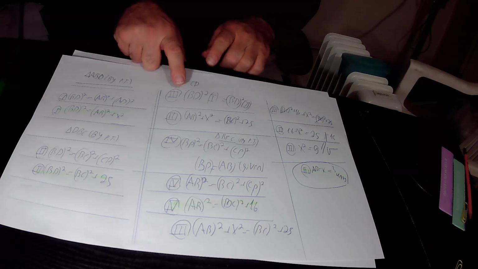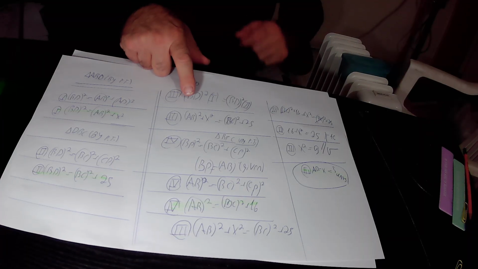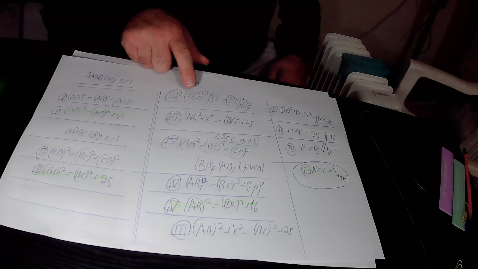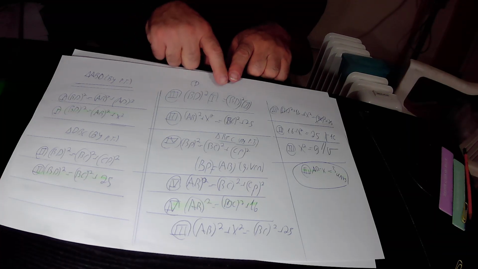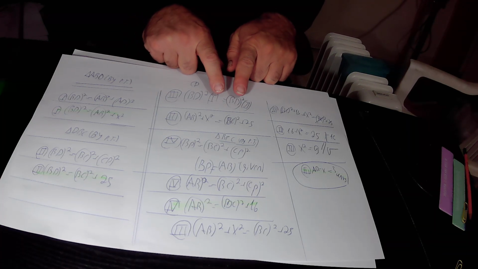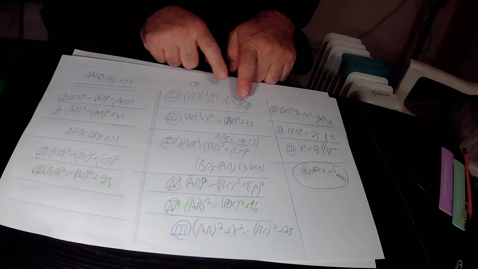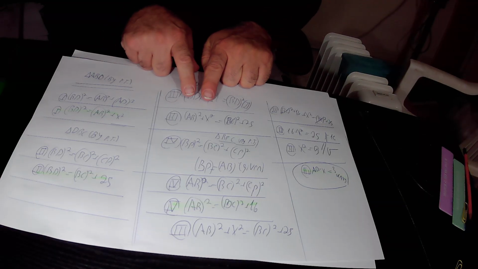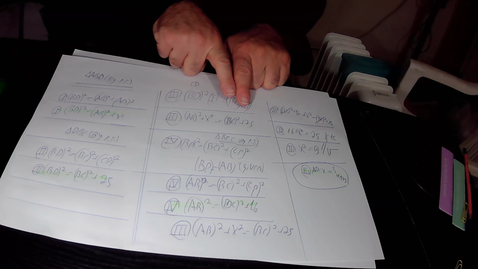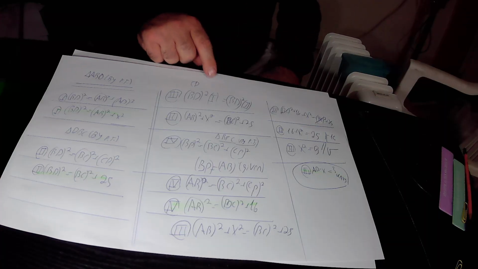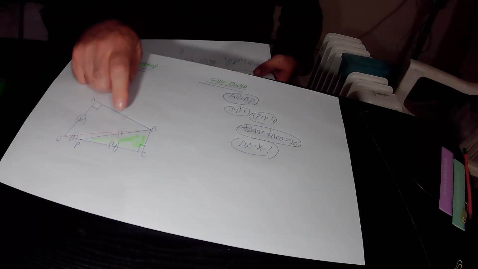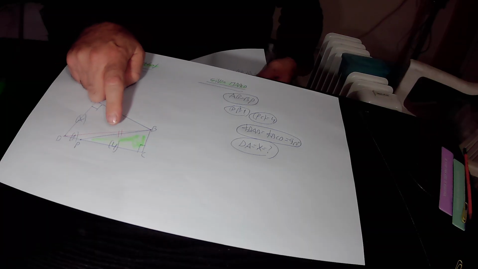BD squared according to equation 1 equals AB squared plus x squared, and it equals BD squared according to equation 2, which equals BC squared plus 25. So in total, according to equation 3, AB squared plus x squared equals BC squared plus 25. In the next step, we implement the Pythagoras theorem on the green triangle PBC.